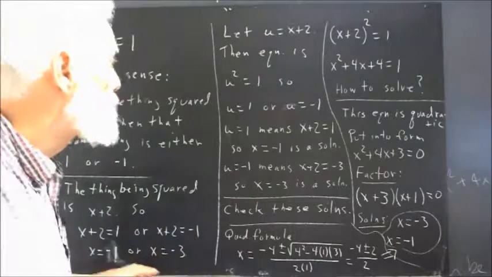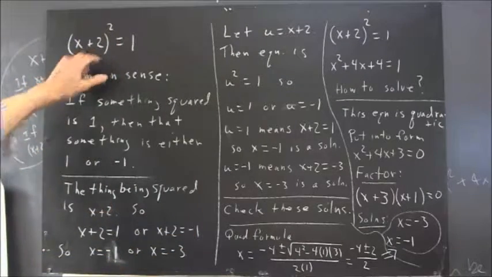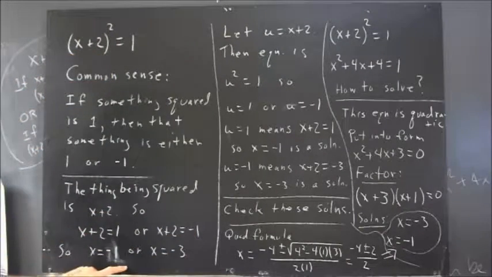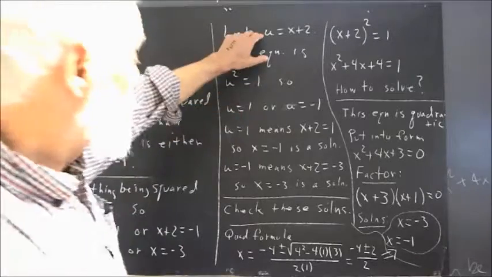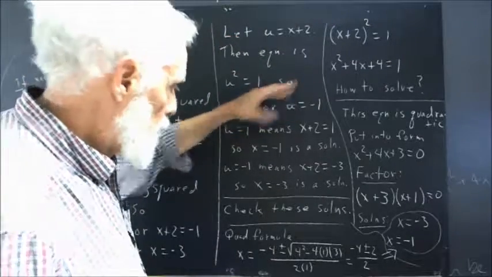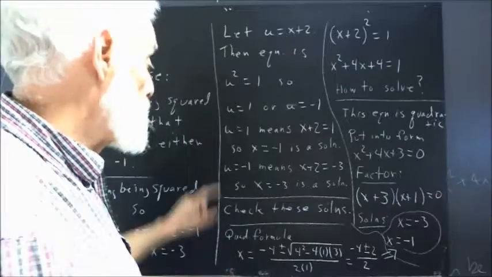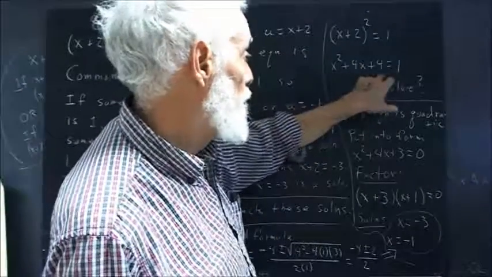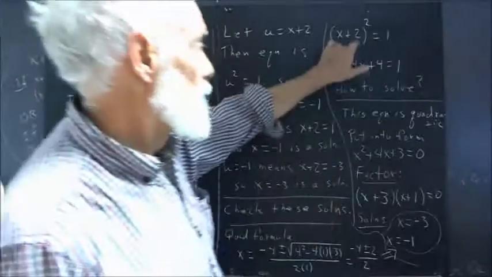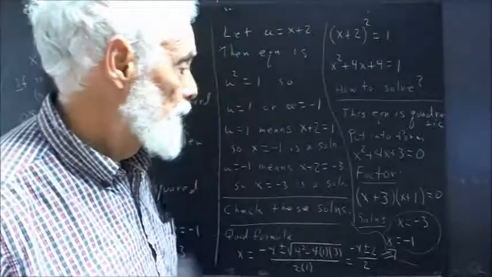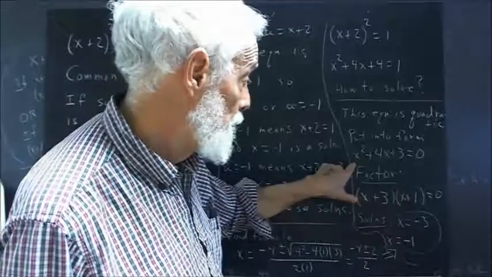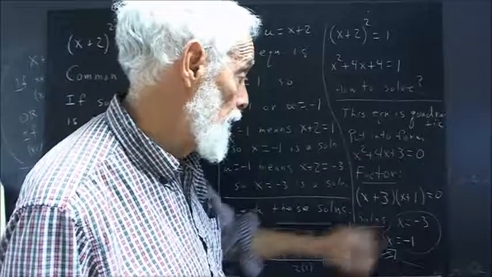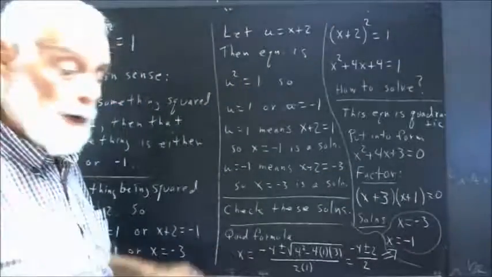From this, you see that this common sense method is very efficient. The u substitution method, well, you have to write out a few more lines, but it's equally simple. If we happen to expand the thing, not seeing that there's an easier way to solve it, we can still do it by putting the equation into quadratic form and factoring, or using the quadratic formula.